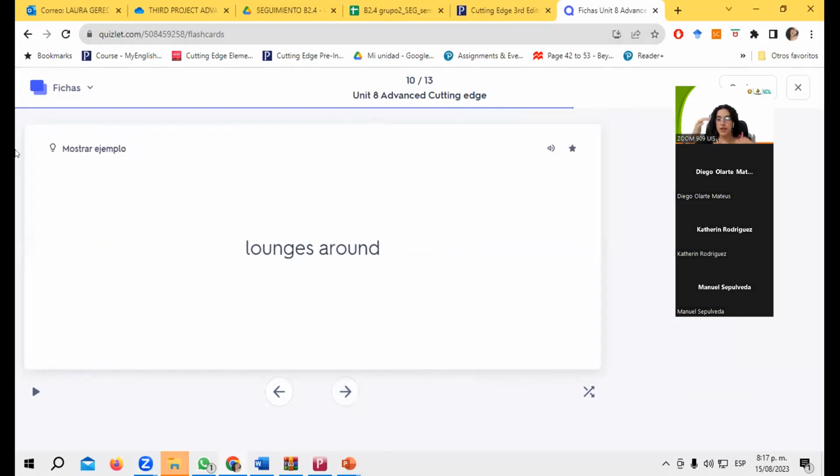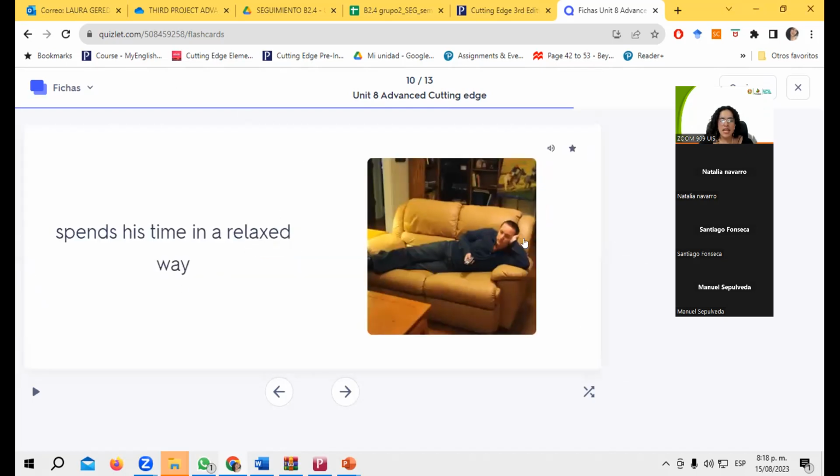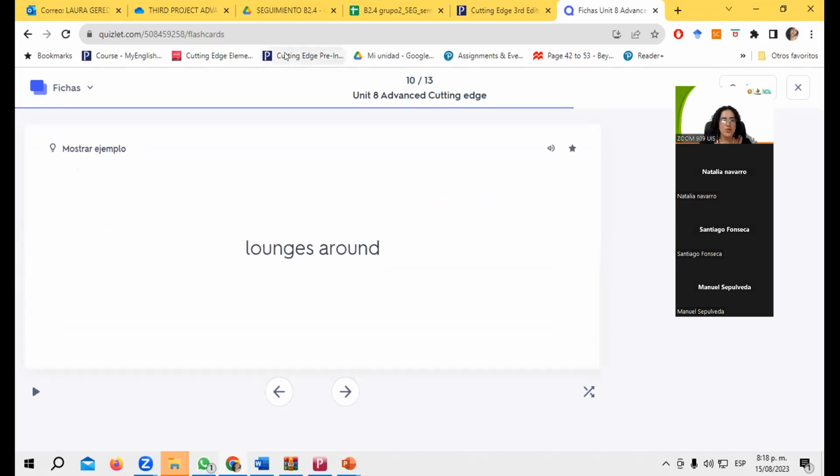Next, Santiago. To lounge around is also a verb. You can use it in a sentence or explain what the word means. Lounge around. Teacher, honestly, I don't know. No idea, okay? Who remembers? Raise your hand. To be lazy. Natalia, I think you said yes. It is a synonym to lazy, to spend the time in a relaxed way, sitting or laying down on your bed. This is to lounge around.